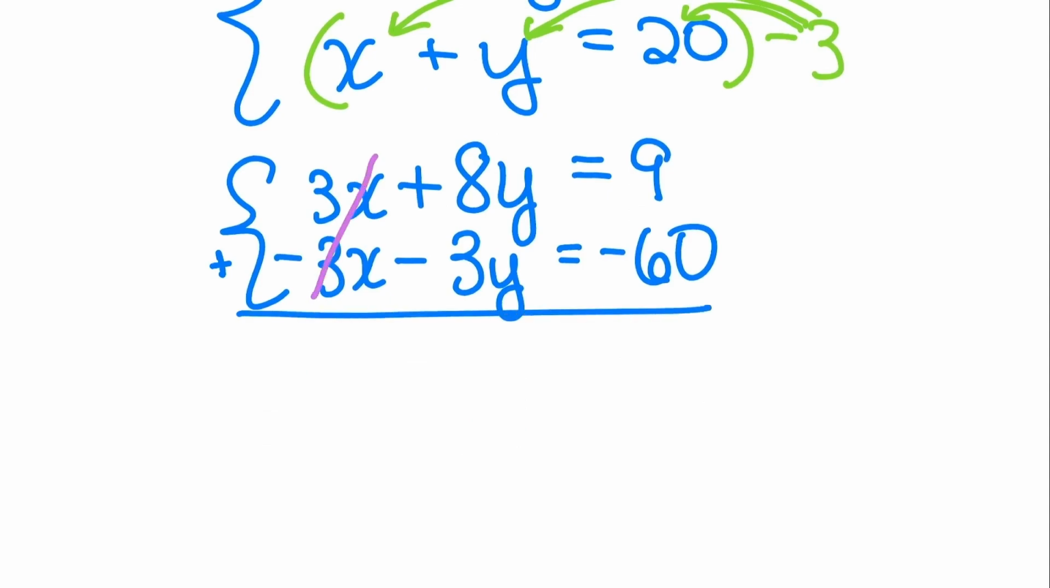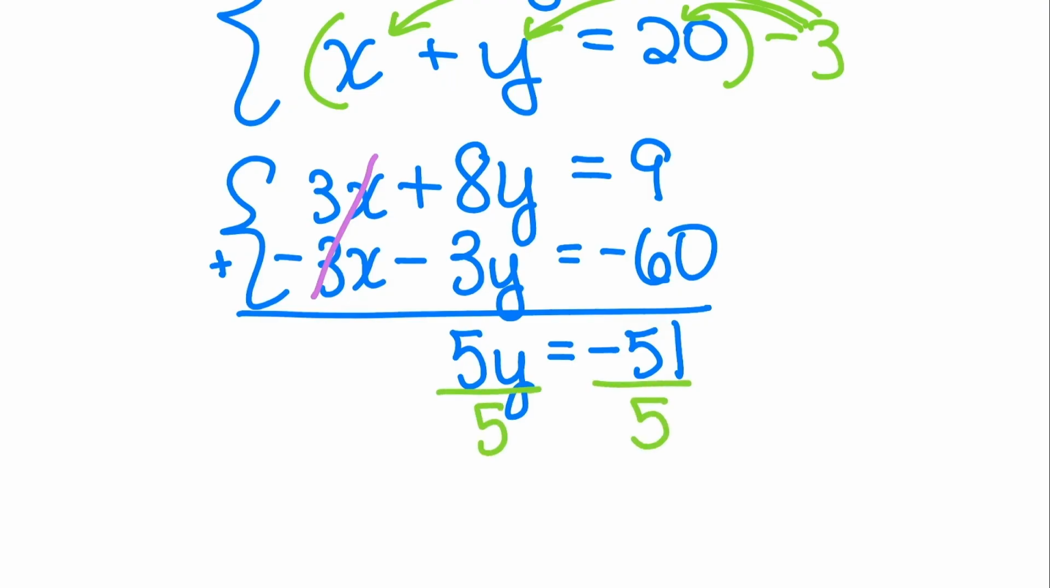3x minus 3x cancels. 8y minus 3y is 5y. And 9 minus 60 is going to be -51. When we divide both sides by 5, we're going to get a decimal.